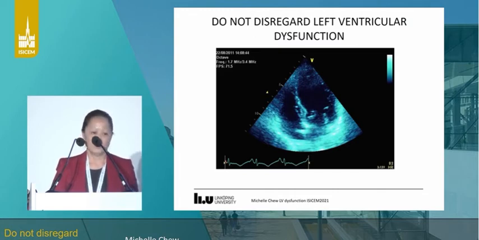So although left ventricular systolic function measured using EF does not seem to be prognostic for mortality in patients with septic shock, I put to you that it is still a relevant finding that should not be ignored.